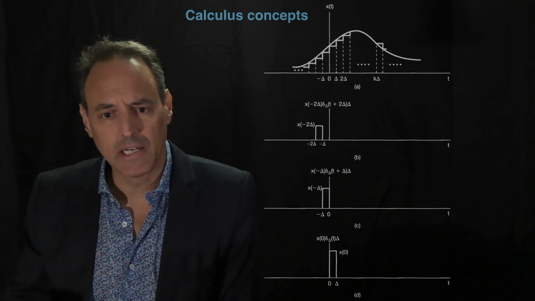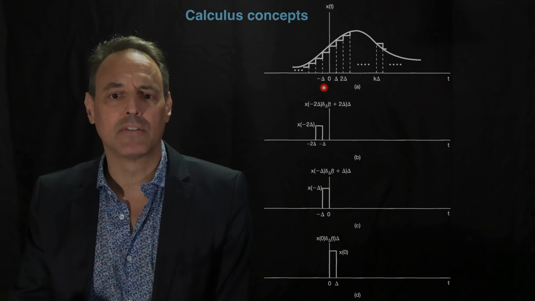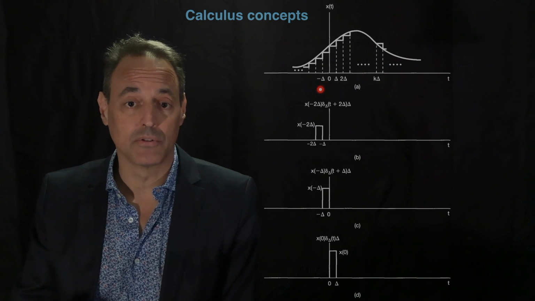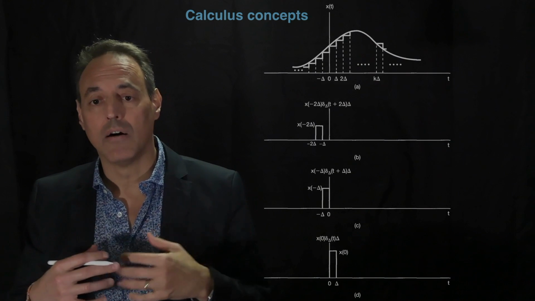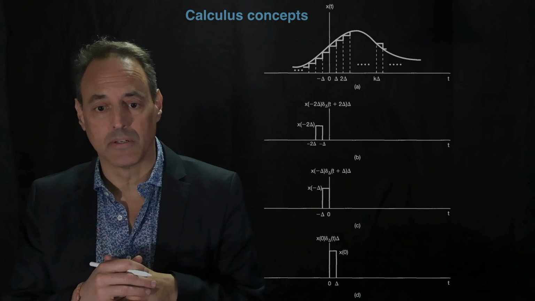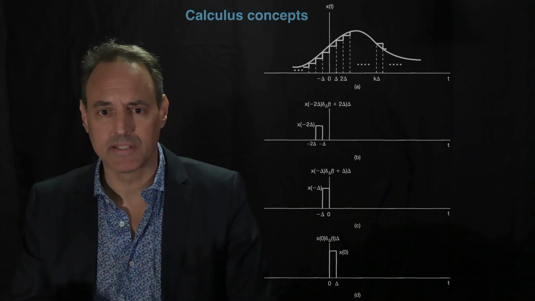And of course, in calculus, what we're really going to do is take that delta and its value and take the limit as it goes to 0. And that's going to give us the continuous version of the LTI system. Okay? So just keep that in mind. This is really simple calculus.